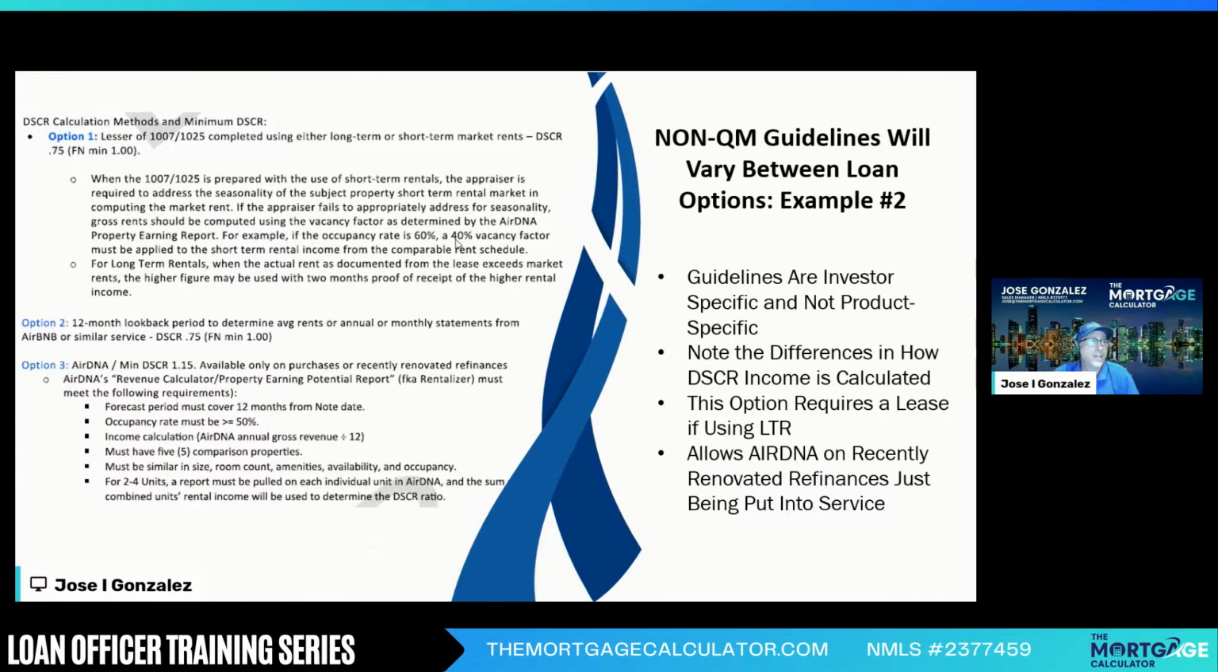Okay, no, check this out now. A 40% vacancy factor must be applied to the short-term rental income from the comparable rent schedule. So if the occupancy rate is 60%. So it really depends how the appraiser narrates the 1007. So a lot of different variables to consider. The other one across the board says 25%. So here you just want an extra narrative from the appraiser.